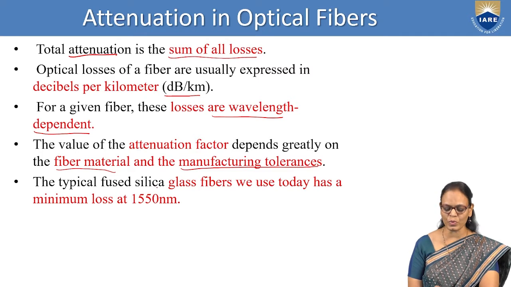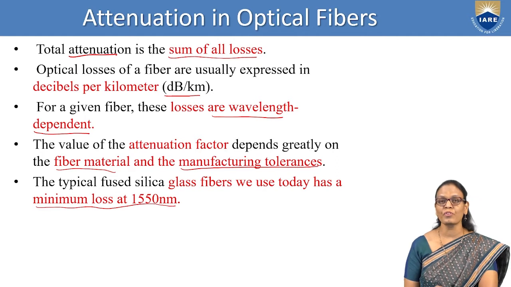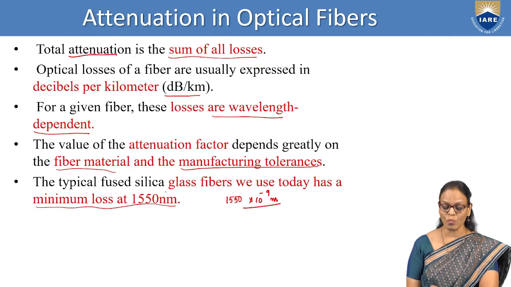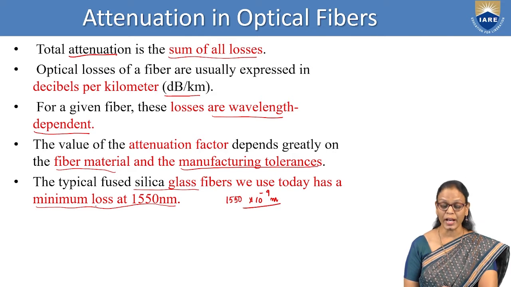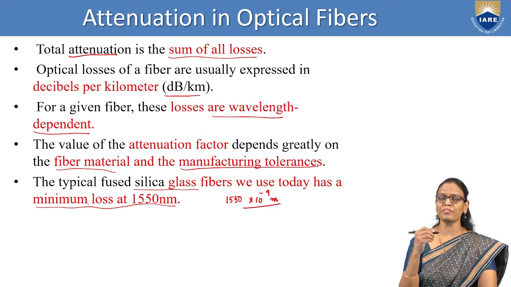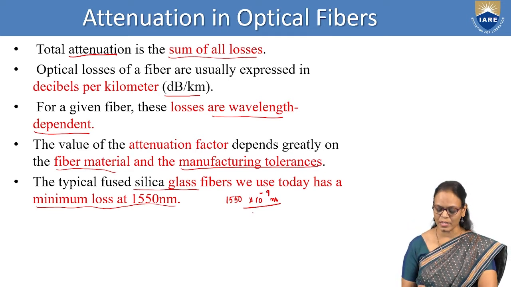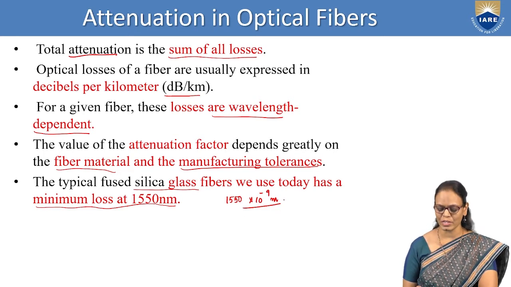Now, the typical fused silica glass fibers we use today have a minimum loss at 1550 nanometers, meaning 1550 times 10 power minus 9 meter. Nano means 10 power minus 9. So whatever glass fibers we are using, typical fused glass fibers today, they have a minimum loss. After taking care of all these attenuation factors, the minimum loss that occurs is at 1550 times 10 power minus 9 meters. So this is the minimum loss that occurs for a signal.